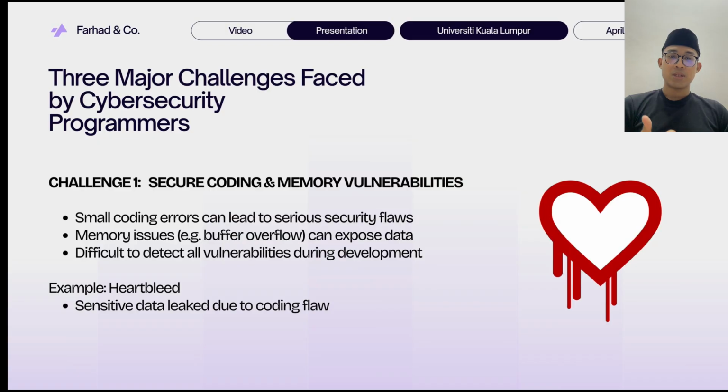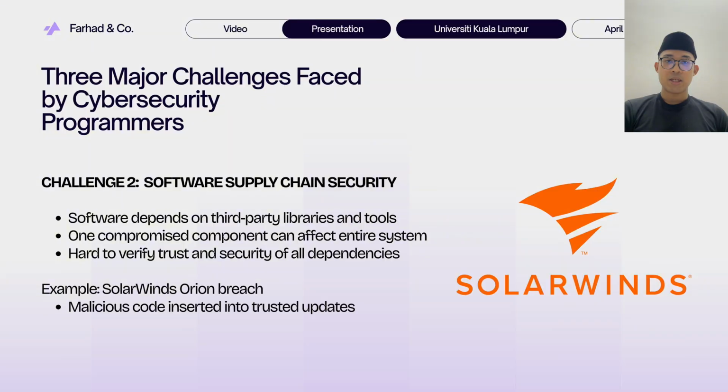A real example is Heartbleed, where a flaw in OpenSSL exposed sensitive data. The second one is securing the software supply chain. Modern software depends on third-party libraries, tools, and updates. If one trusted component is compromised, the whole product may be affected. A real example is the SolarWinds Orion compromise.